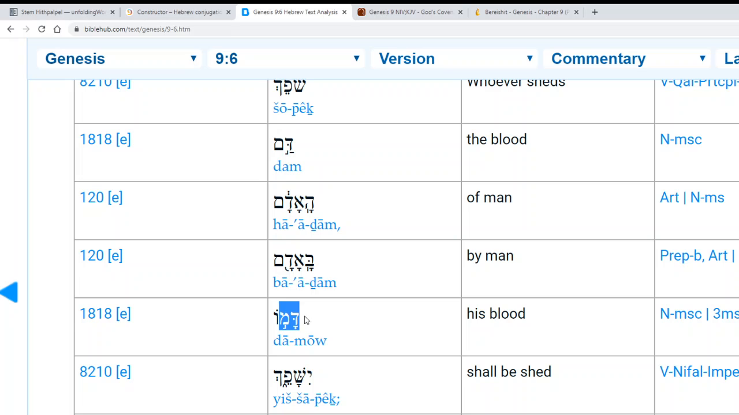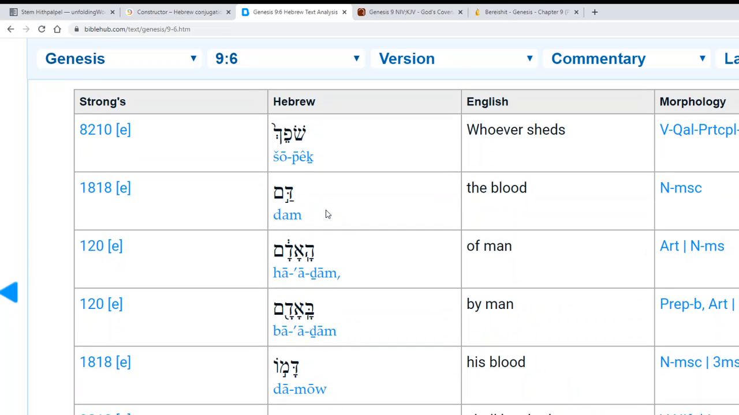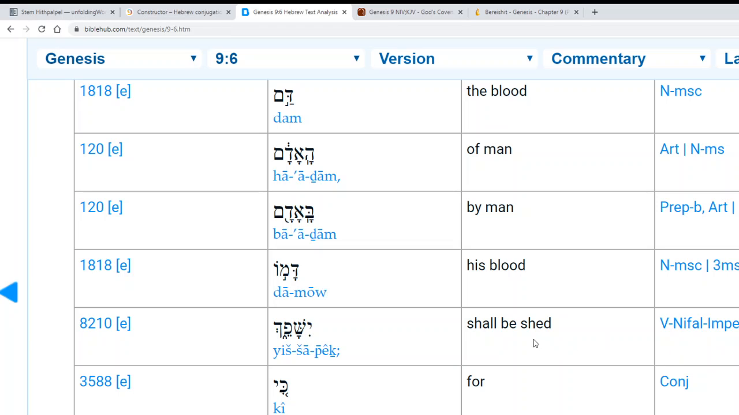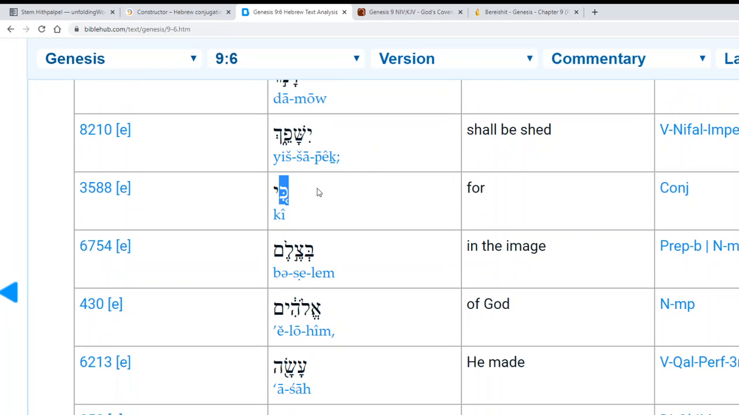Damo yishafech. So dam meaning blood, the vav is third person masculine singular. Yishafech, so it's the same root, shin pe chaf, but it is the nifal in the imperfect. That yud is in the imperfect, and this is the nifal. This is "shall be shed." So ba'adam damo yishafech. The simple translation is, by man his blood shall be spilled. Yishafech is in the nifal, the passive, which is a little strange, which is why the rabbis are going to explain it a little bit differently. Ki, I usually translate as "because." Here it's the conjunction, they say "for."